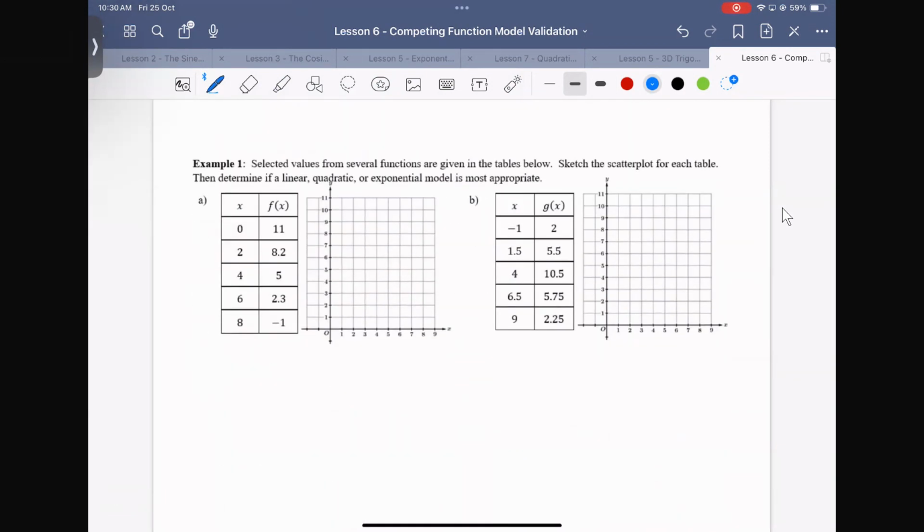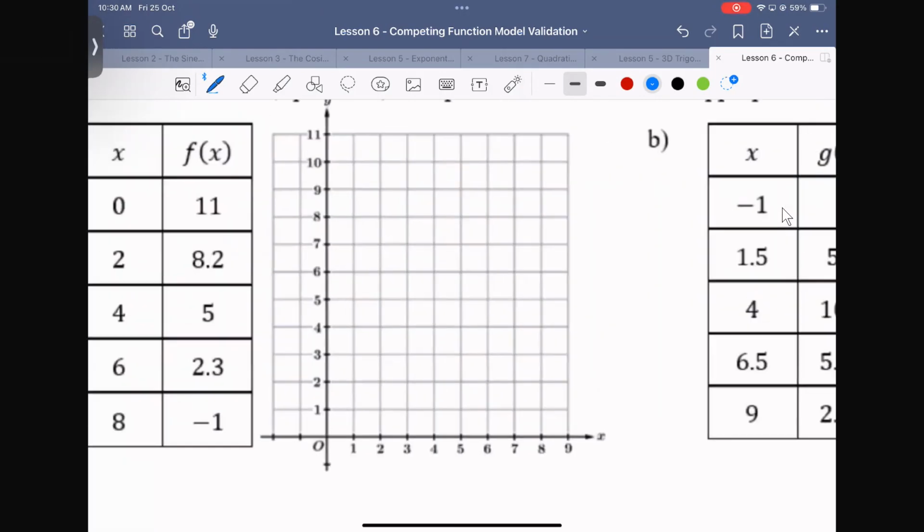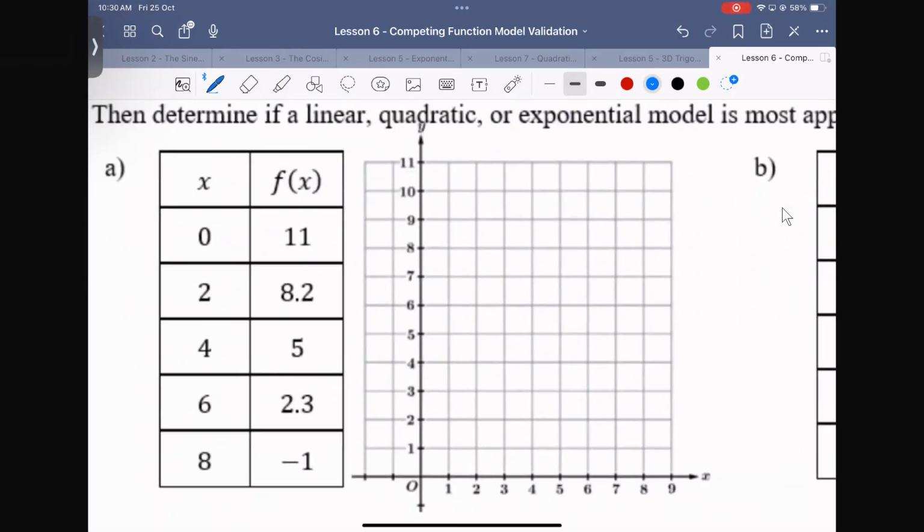All right, so we're going to practice a little bit here at trying to determine which type of model it is. And we do that typically by making a scatter plot. So for this first one, we have to draw the scatter plot. I'm going to draw this by hand. We're going to go through 0, 11. Sorry, let me do this with a nice little X. We're going to go through 2, 8.2. We're going to go through 4, 5. We're going to go through 6, 2.3. And 8, -1. What type of model is this?